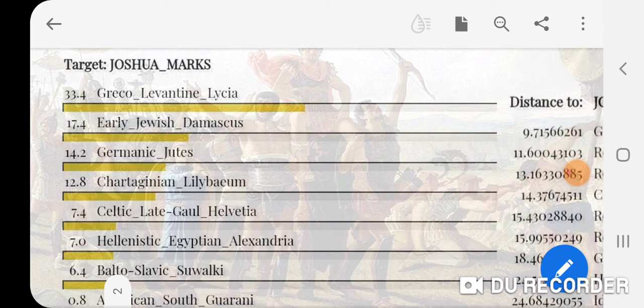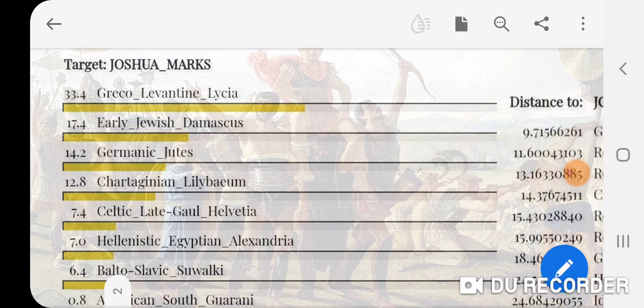We'd have to speculate. Jews spread out across the Mediterranean basin during and after the Jewish-Roman Wars and during other periods, and many Jews had settlements in Anatolia. So I'm just speculating here as to why I get this Greco-Levantine Lycia. But 17.4 early Jewish Damascus. So we're talking about the Jews in Syria.